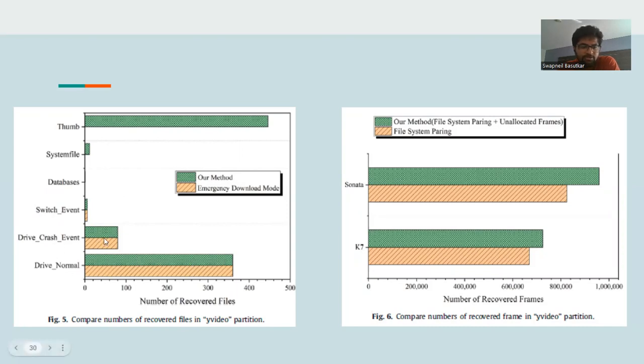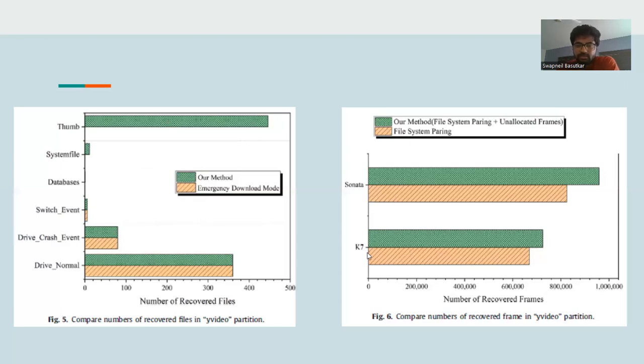Normal drive, cache event, switch event. There was none in the database, but this is where the significant difference is. In the system file, the method proposed in this paper would fetch a few files, and for the thumb files, that is thumbnail image files, a lot more information was extracted, which could be used to do digital forensics in a much better way.